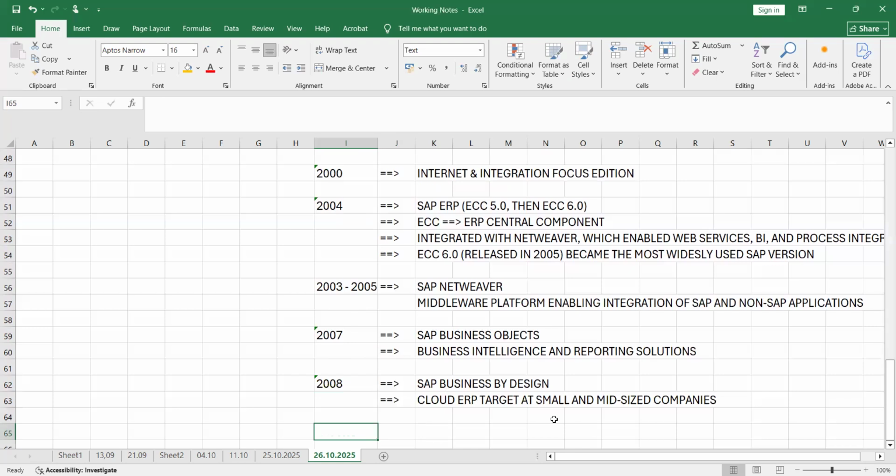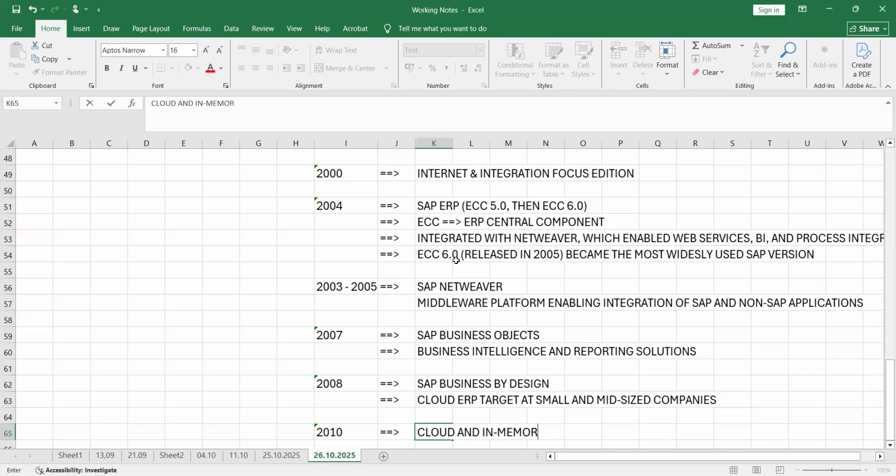Next one, in the year 2010. Here it is a revolutionary version. Till 2008, SAP was using a traditional database. SAP didn't have its own database, so SAP was dependent on Oracle database or SQL database or other databases. But in the year 2010, they came up with something revolutionary: cloud and in-memory database.